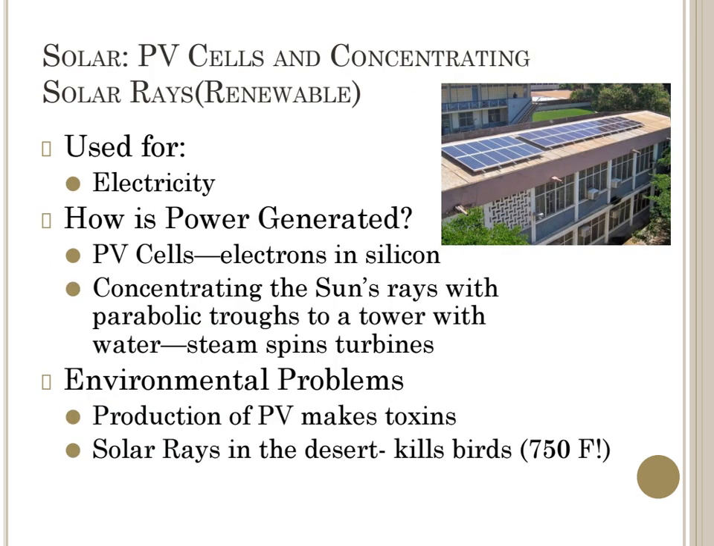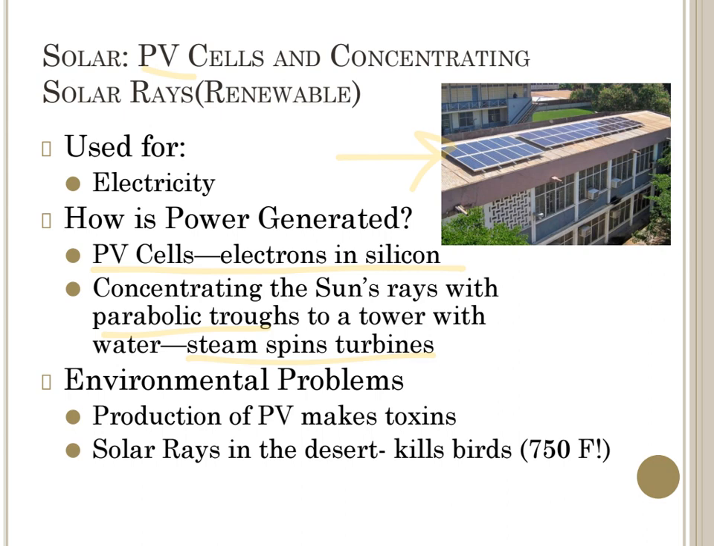The next type of solar is your photovoltaic cells, which I abbreviated here as PV, and then concentrating solar rays. All of this is renewable. So here's your solar panels here. People call them solar panels. The AP test used to only call them by their proper name, which was photovoltaic cells. More recently, they're using the nickname of solar panels. Okay, so how is power generated in photovoltaics? It's the electrons embedded in the silicon that get activated. In concentrating the sun's rays, there are mirrors with parabolic troughs focusing on a tower with water, and the steam spins turbines.